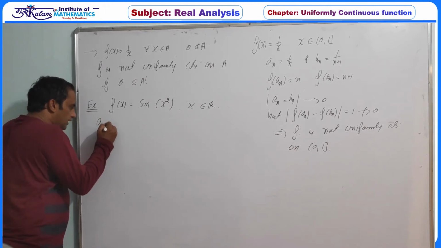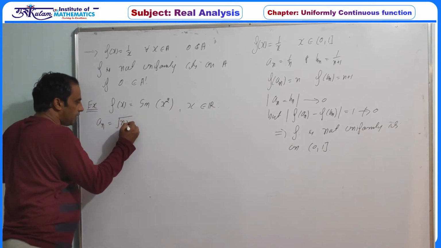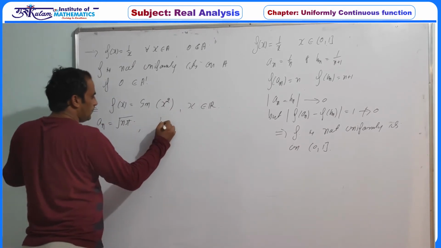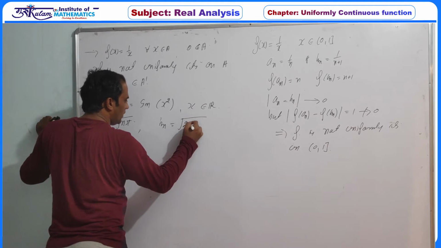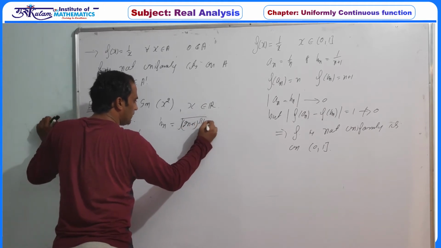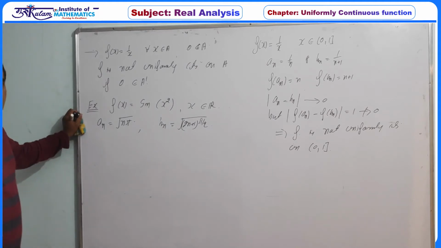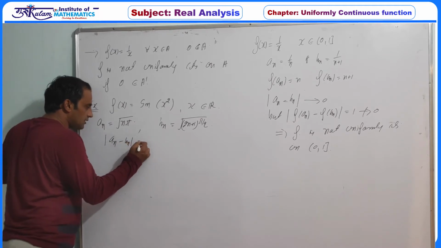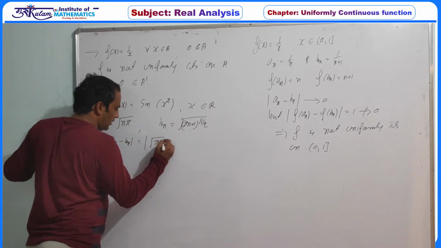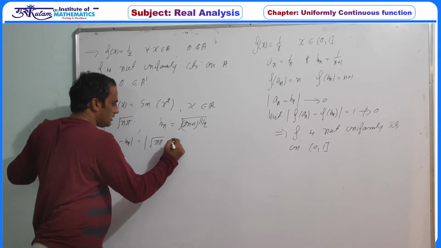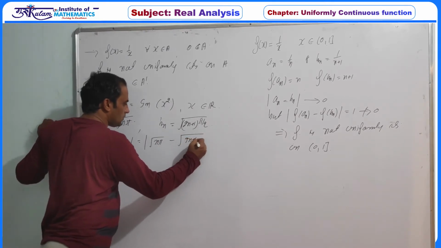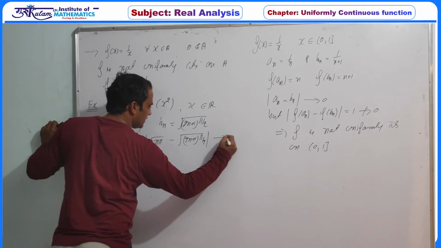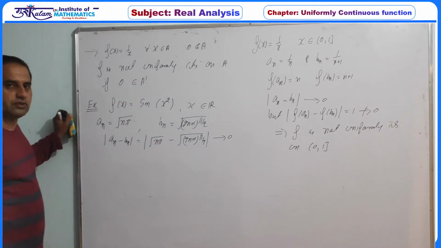So if we define a_n = square root of nπ, this is a sequence defined on the real line, and b_n = square root of (2n+1)π/2, also defined on the real line. Now the distance between a_n and b_n is square root of nπ minus square root of (2n+1)π/2. Just rationalize this term; you can easily verify this converges to 0.